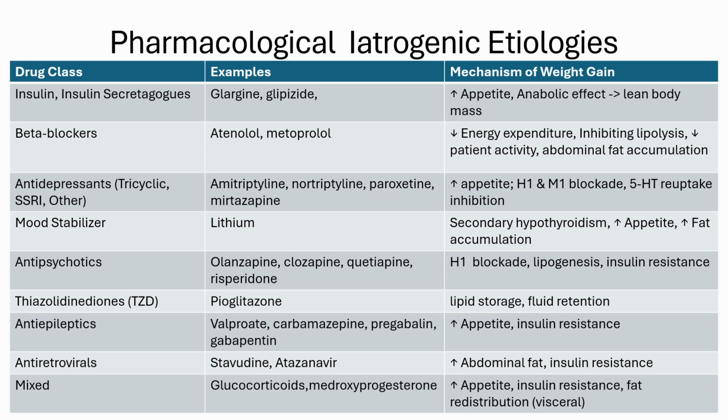Beta blockers decrease energy expenditure by lowering basal metabolic rates and thermogenic responses to meals, and they also inhibit lipolysis by blocking adrenergic stimulation on adipocytes. Beta blockers can also promote fatigue, which can result in reduction in patient activity. Abdominal fat is more sensitive than peripheral fat to catecholamines, which can help explain why abdominal fat accumulation occurs.